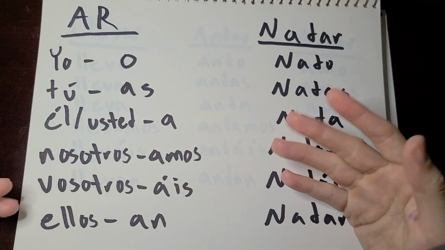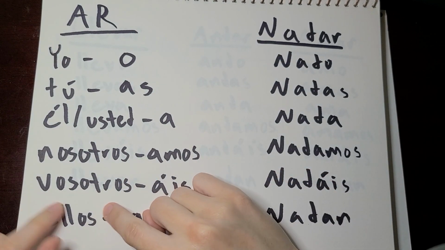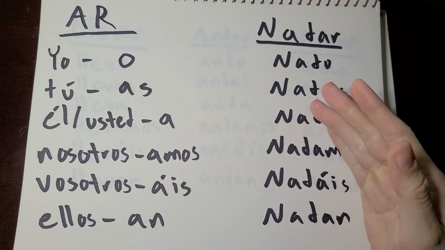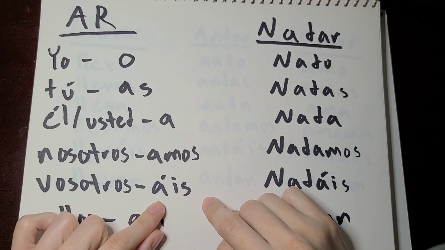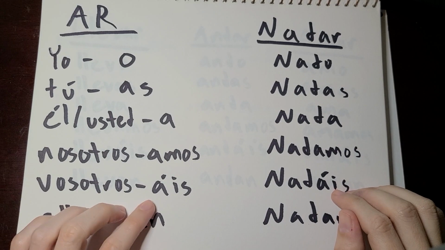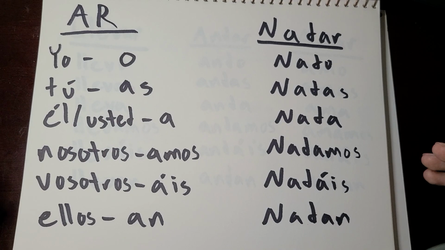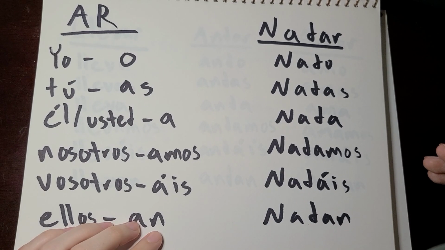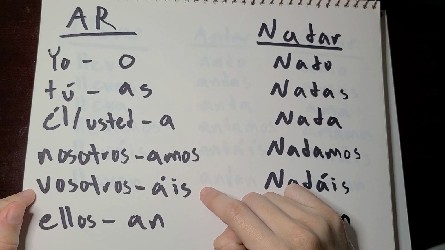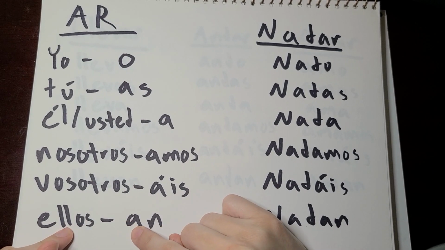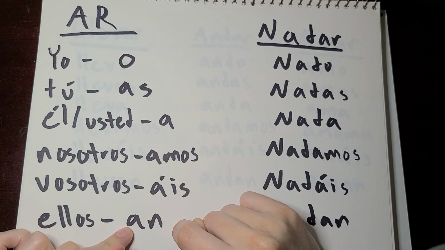Nosotros, that means we. The AR becomes AMOS. Vosotros, which is when you are addressing a group of people informally, becomes AIS. Now, disclaimer, vosotros is not used often at all. I would say you can just ignore this. They always make you learn it, so I'm going to include it here so you guys can be exposed to this, but nobody uses this. When you're talking to a group of people, you always use the ellos or ustedes form, in which the AR will become AN.